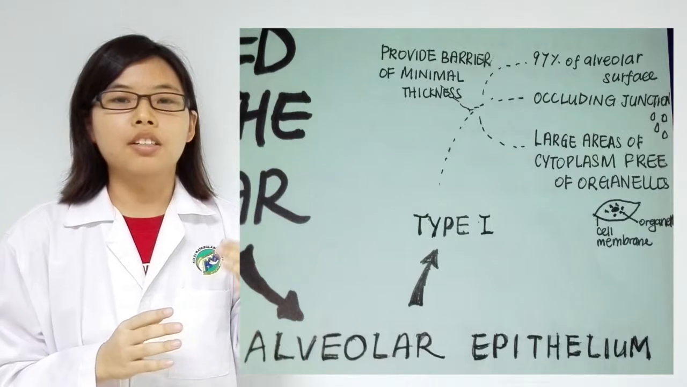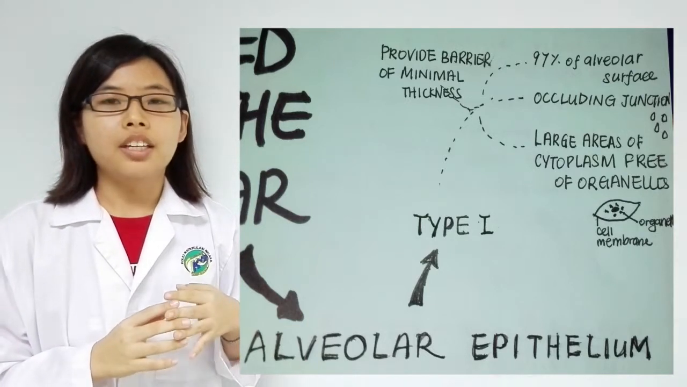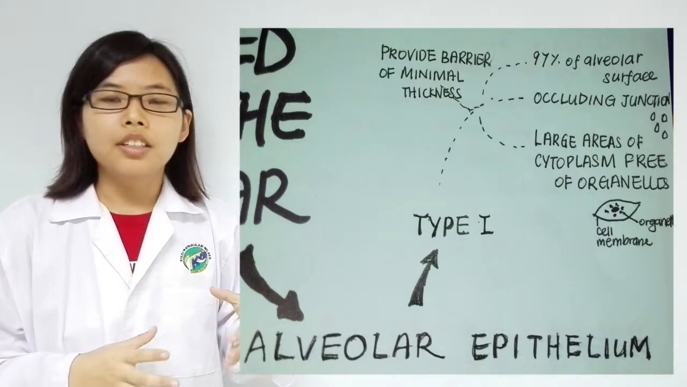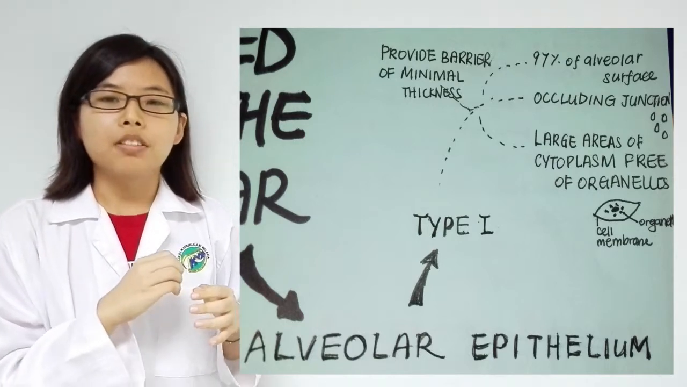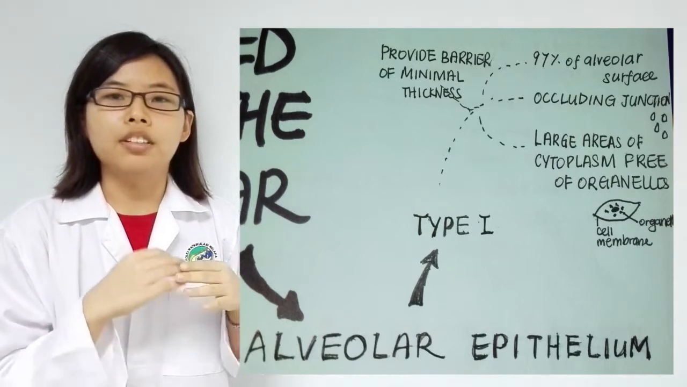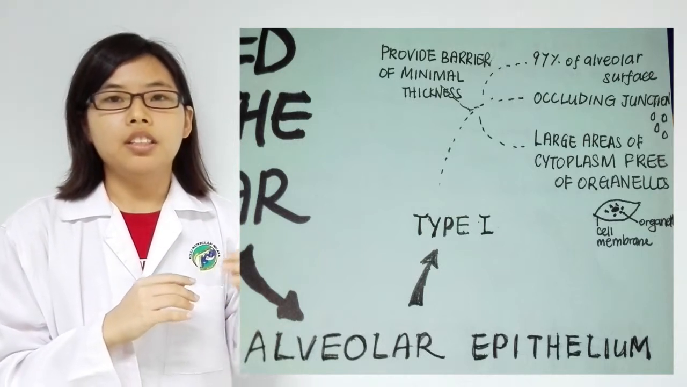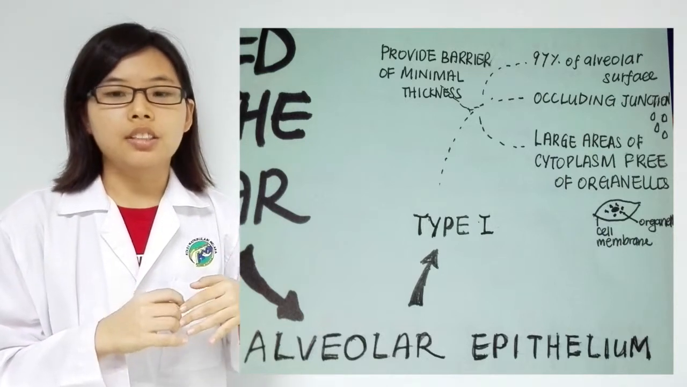The type 1 cell has occluding junctions with desmosomes to prevent leakage of fluid into the alveolar air space. Besides, it also has a large area of thin cytoplasm where the organelles are grouped around the nuclei in order to reduce the blood-air barrier thickness, and the main role of the type 1 cell is to provide a barrier of minimum thickness to the alveolar surface.